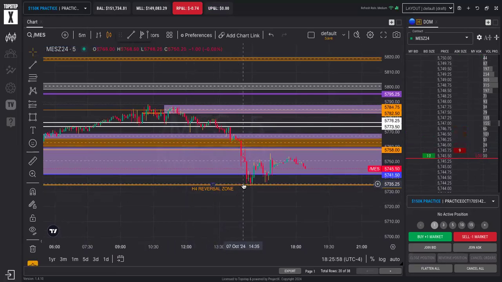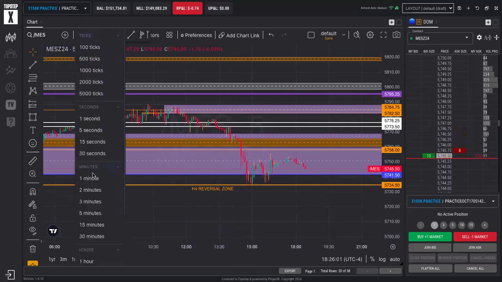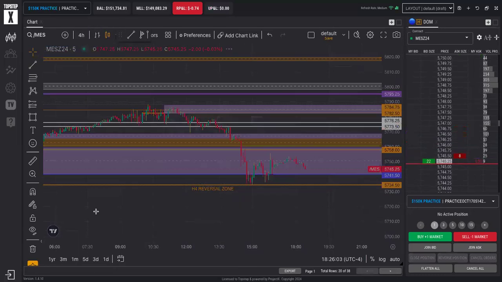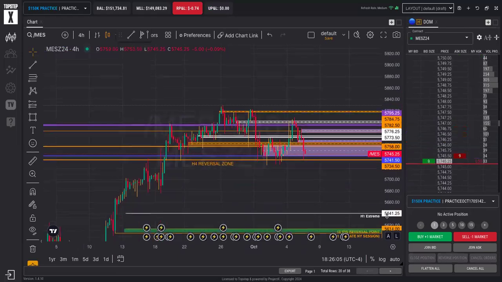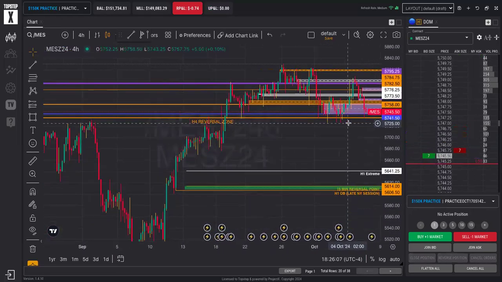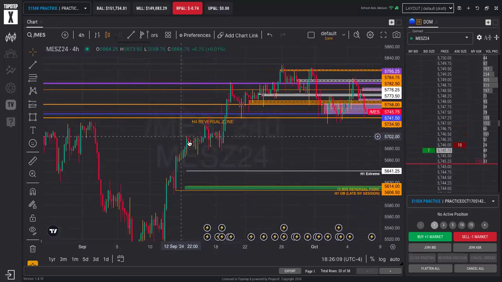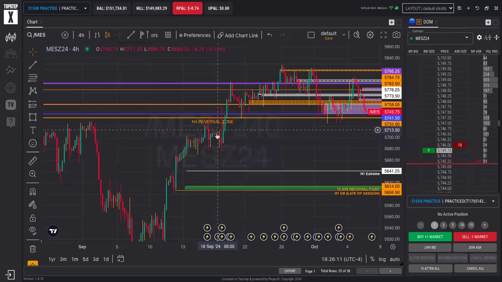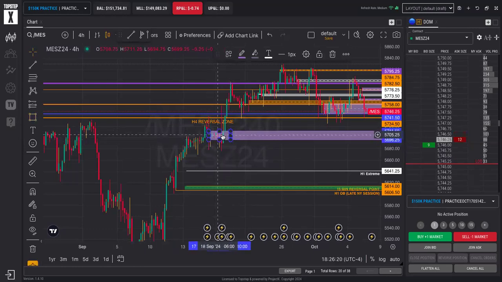So I see we have an H4 reversal zone right here. I want to locate where that H4 reversal zone is. Why do I have this marked off? Here's what happened. Price came down right here. It looked like it was getting ready to create an order block. Bam, it broke out. Retest, reverse, and go. Came back down.